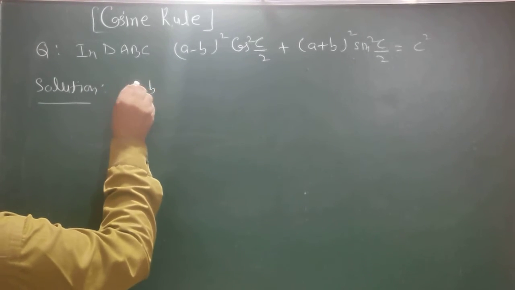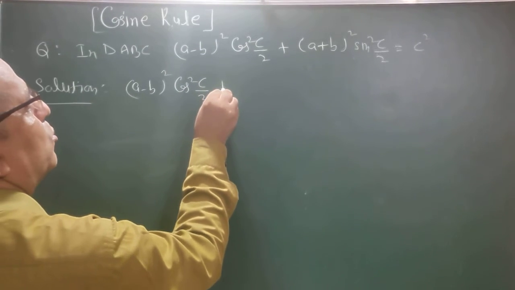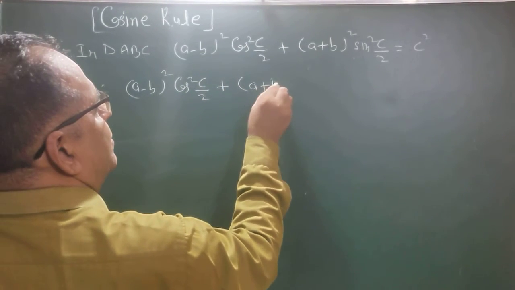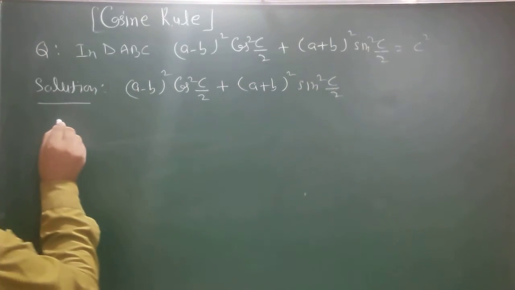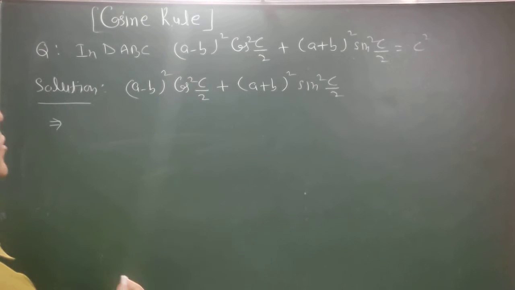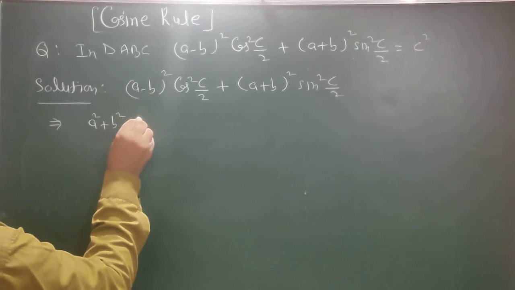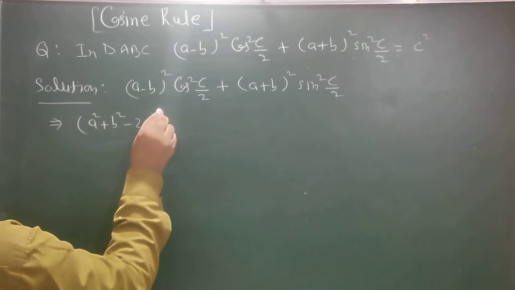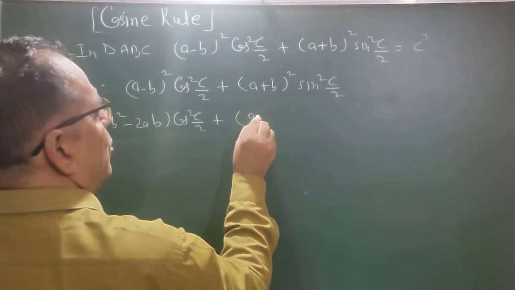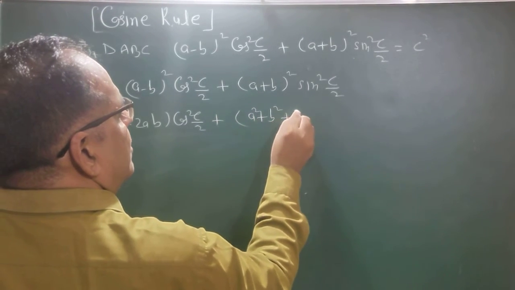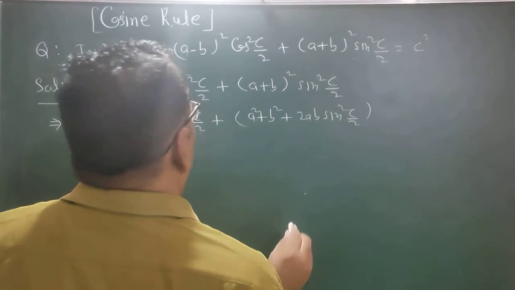(A minus B) whole square cos square C upon 2 plus (A plus B) whole square sin square C upon 2. Open the identity. So A square plus B square minus 2AB into cos square C upon 2 plus A square plus B square plus 2AB sin square C upon 2.